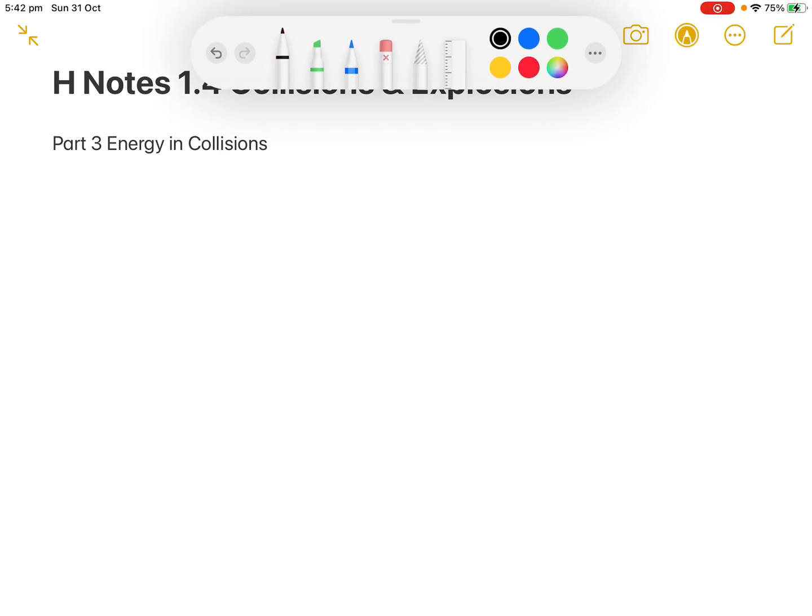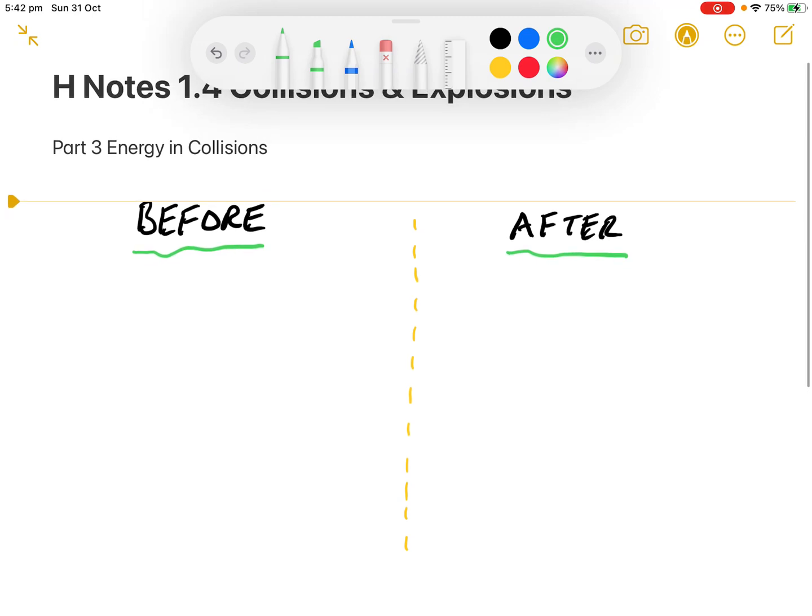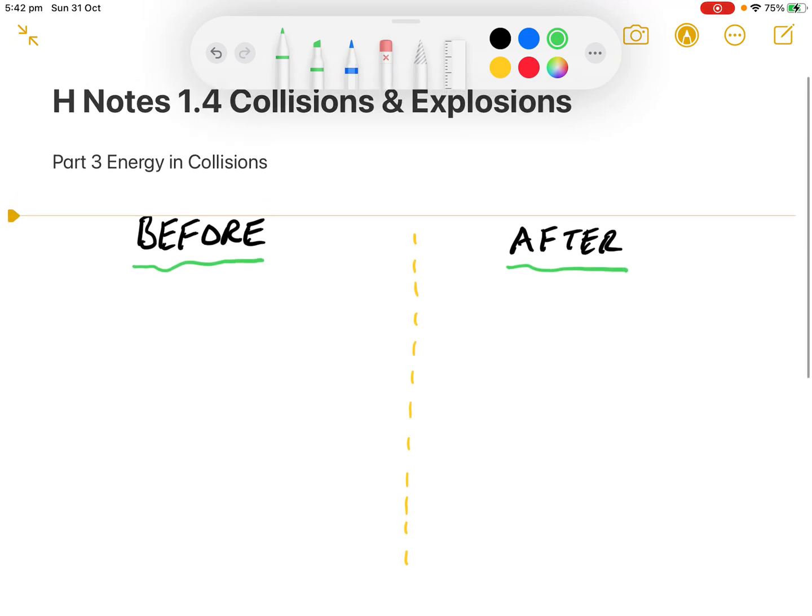Well, so far we've considered various collisions before and after the collision, which is what we must always do. Let's just use one more example. Let's imagine two railway carriages colliding.